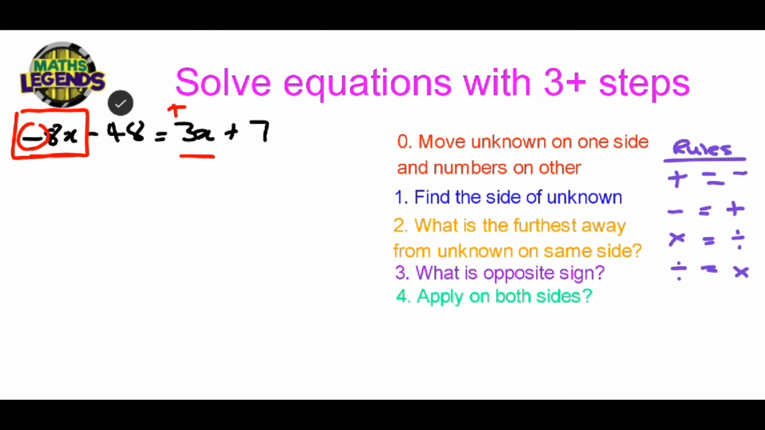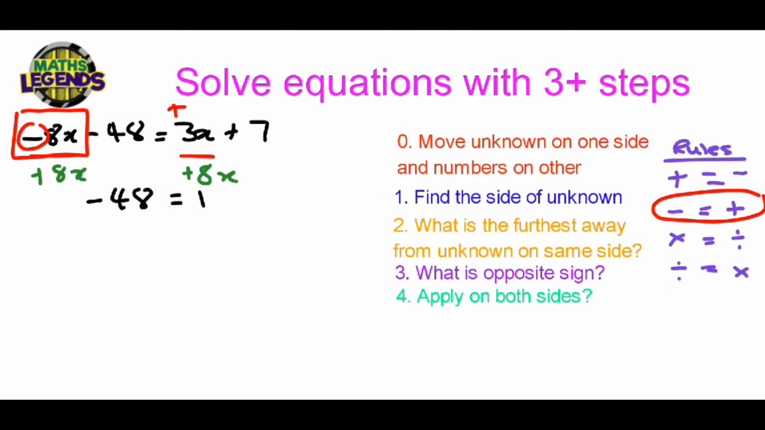Now using the rules, minus goes to a plus. So we're going to apply plus 8x on both sides. We simplify, so minus 8x plus 8x is 0. It's minus 48 equal to 3x plus 8x, which is 11x plus 7.